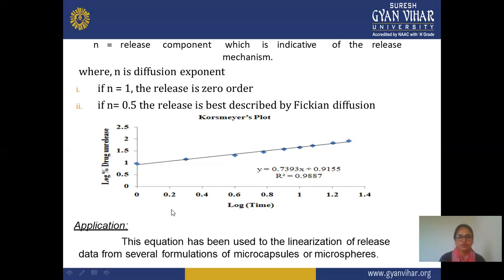An application for this Korsmeyer-Peppas is that this equation has been used for linearization of data from several formulations of microcapsules and microspheres. Means this model is majorly used for those types of formulation that are in microcapsule or microsphere shape, where the release mechanism takes place as a linear release process in the formulation.